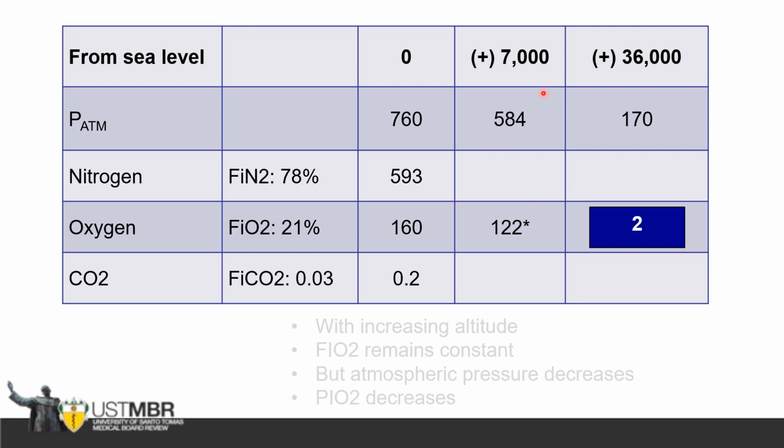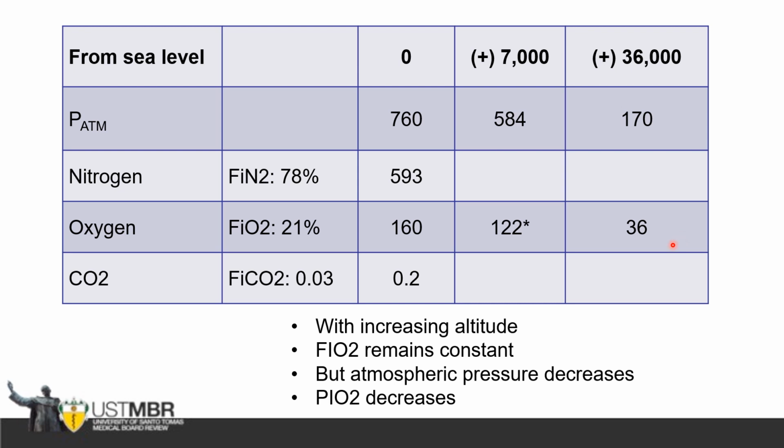Now, what will happen if we further ascend to 36,000 feet? Will the PiO2 be higher or lower than the 122? At a higher altitude, the barometric pressure decreased further to 170, and 21% of that is 36 millimeters mercury. So what I'm driving at is with increasing altitude, the FiO2 remains constant, but the atmospheric pressure decreases, and consequently, the inspired oxygen tension decreases.